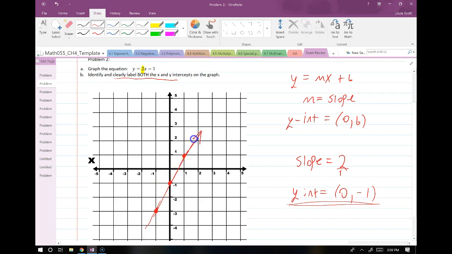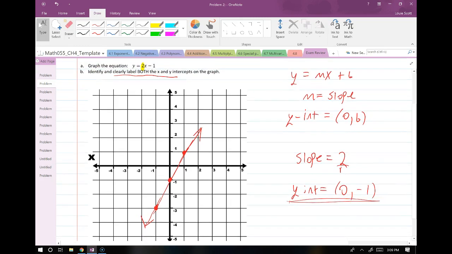So I'm not done yet, though, because the problem said I need to clearly identify and label both the x and y intercepts. So I know what the y intercept is. That was the point 0, negative 1. So I'm going to label that. I need to find out what this little point is right here, though.